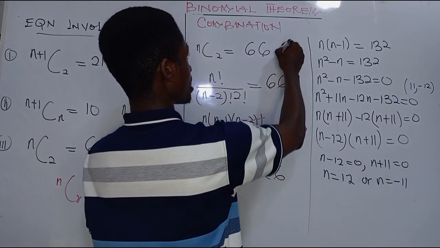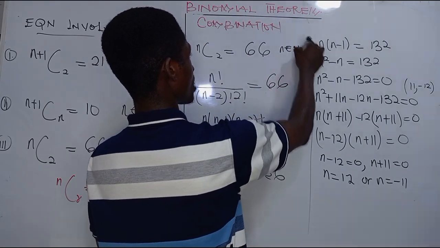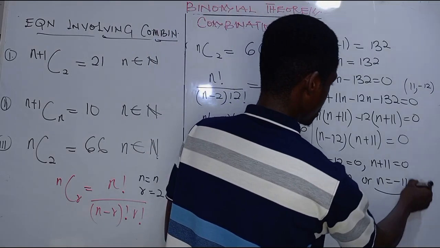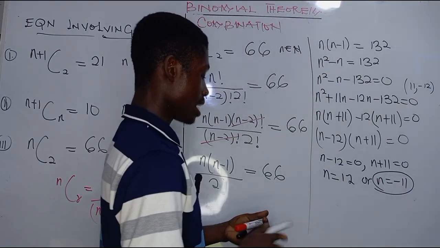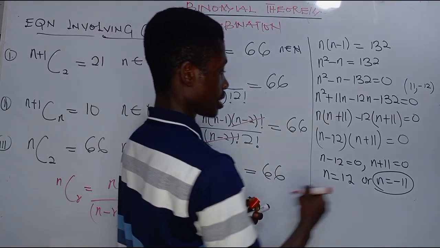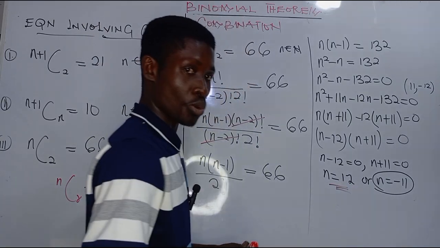Now the question says that n must come from what? The set of natural numbers. This is not a natural number. Therefore, our n that satisfies this question is equal to 12.